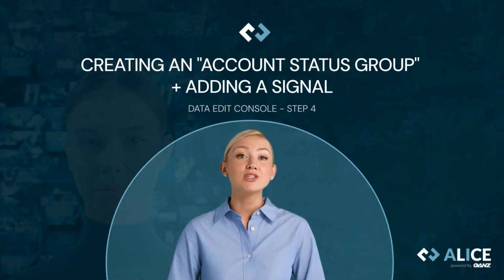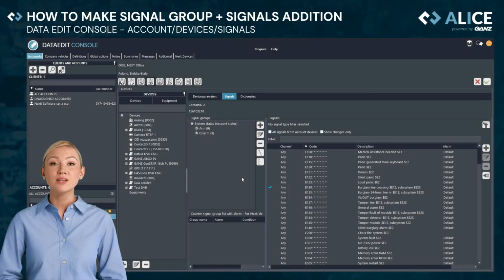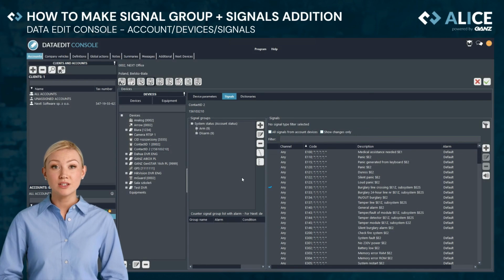In the fourth block of our tutorial, we will show you how to create an account status group and how to add signals to the group. Once the signals have been edited, it is time to describe where and how to create the signal group, then add the signals to it accordingly.